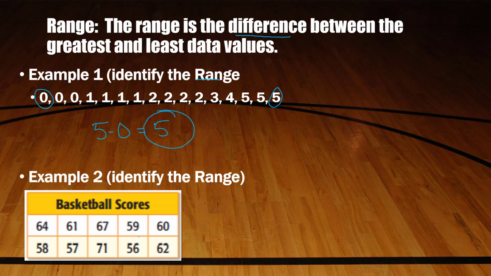When your data is not in numerical order, you're going to want to list it out. So come through and find your smallest number, 56, 57, 58, 59, 60, 61, 62, 64, 67, 71.